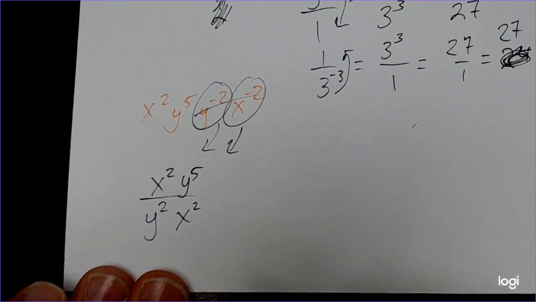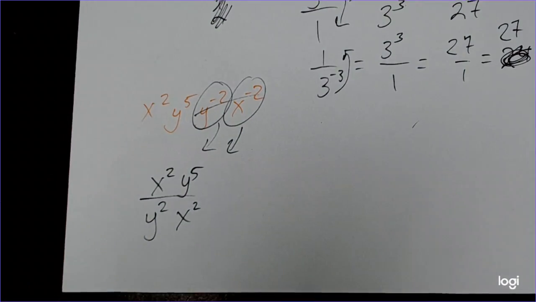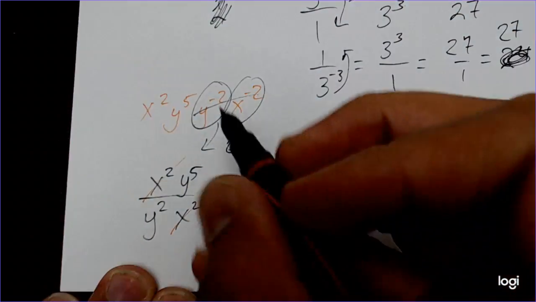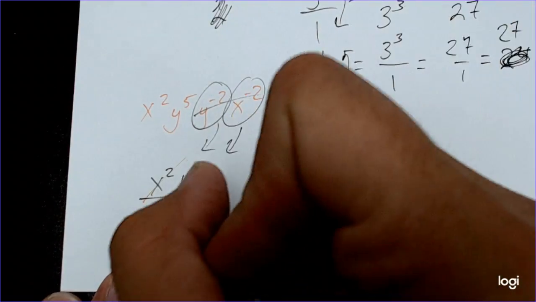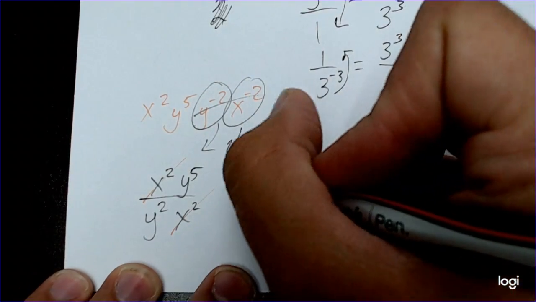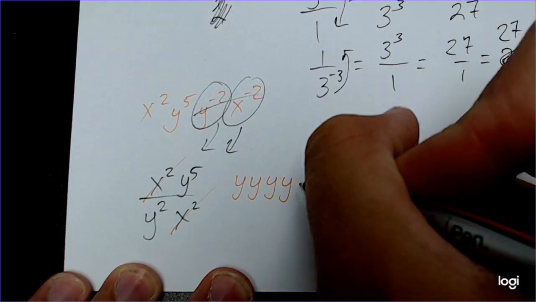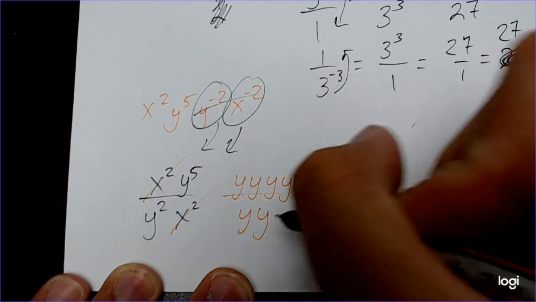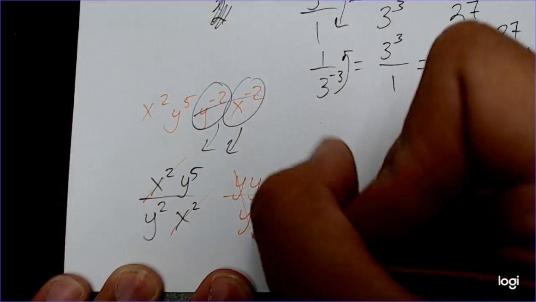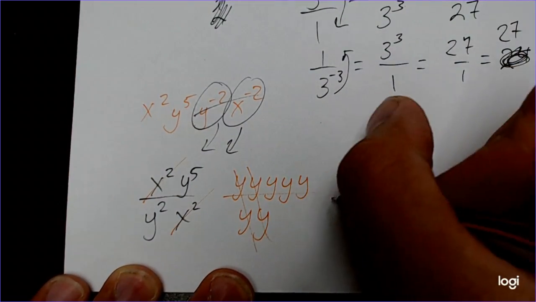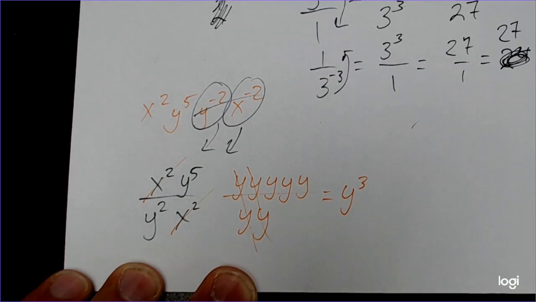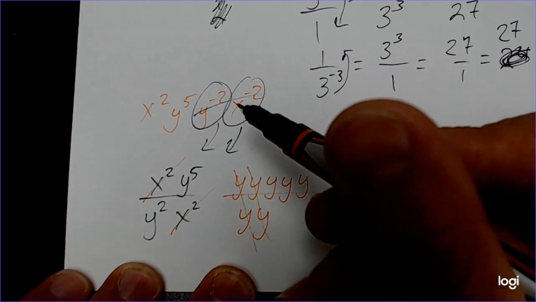Now at this point, I can start canceling, right? I can simplify this and I can cancel it. That goes away, and then I can say, hey, y^5 over y squared, that's the same as y times y times y times y times y over y times y. And then I can cancel out 2 of those, which means I'm left with y cubed. Okay? This is one way of solving it.